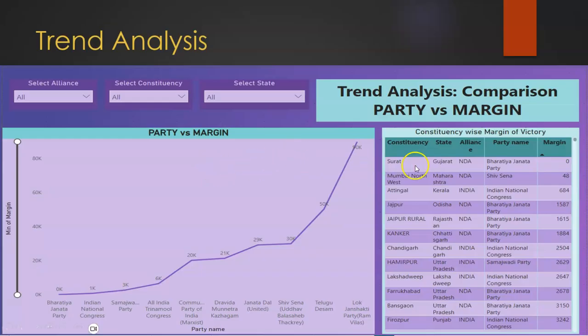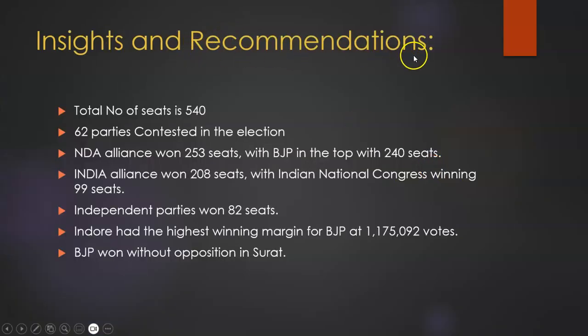So, concluding here, the insights and recommendations are: we have found that the total number of seats is 540, and 62 parties contested in the election. NDA Alliance won 253 seats with BJP at the top with 240 seats. INDIA Alliance won 208 seats with Indian National Congress winning 99 seats. Independent parties won 82 seats. Indore had the highest winning margin for BJP at 1,175,092 votes. BJP won without opposition in Surat.